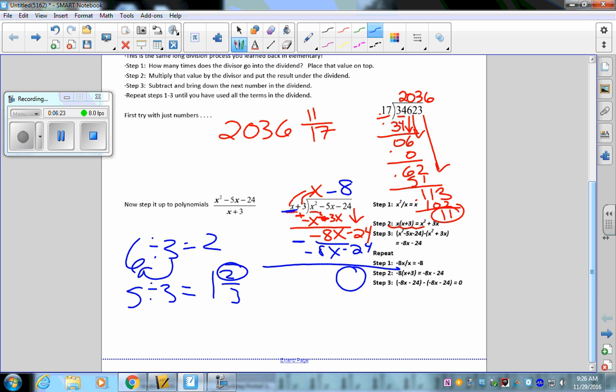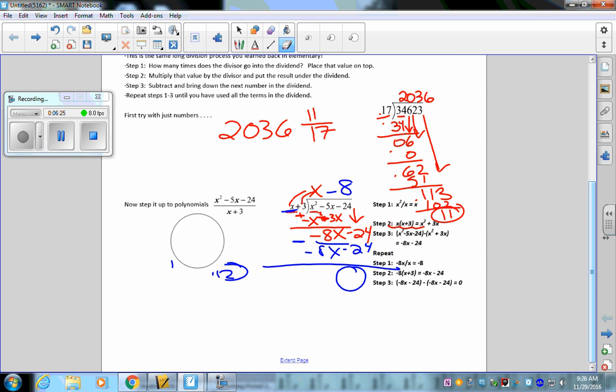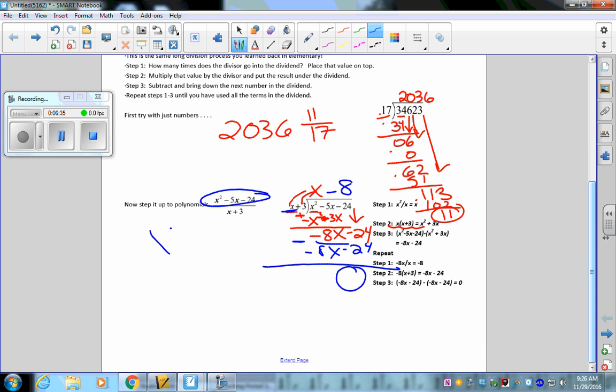So when I come down here and I have no remainder, it's telling me that what I divided by was a factor, meaning that this really factors into x plus 3 and x minus 8. Okay, so it's another way to kind of help you with your factoring. But if I'm just asking you to divide, your answer here is x minus 8. That's what I got when I divided x squared minus 5x minus 24 by x plus 3.